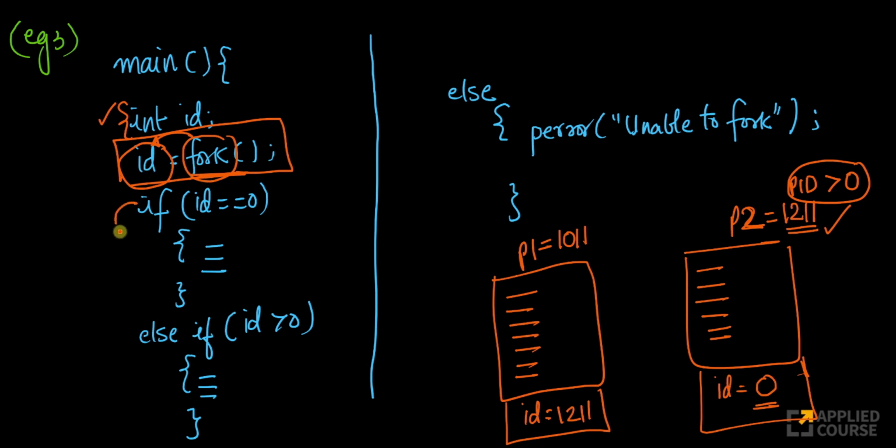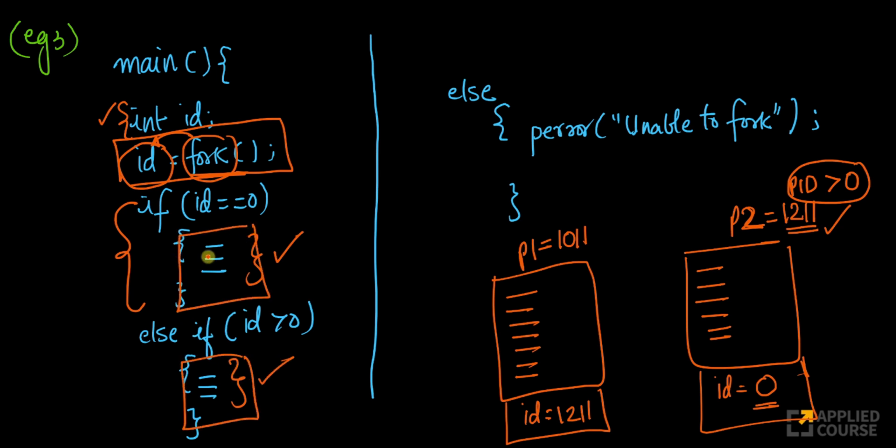So now I can write code like this. If ID equals 0, only these lines of code will be executed by my child process. While if ID is greater than 0, which means this is the parent process, your parent process will only execute these lines of code. So using the return value of ID, I can determine what lines will be executed by the parent and what lines will be executed by the child.